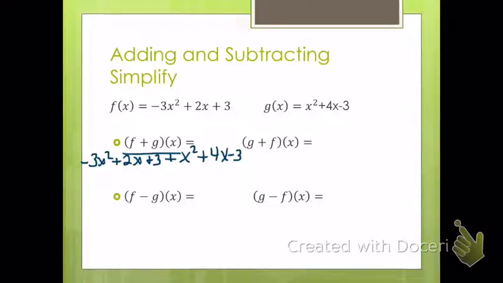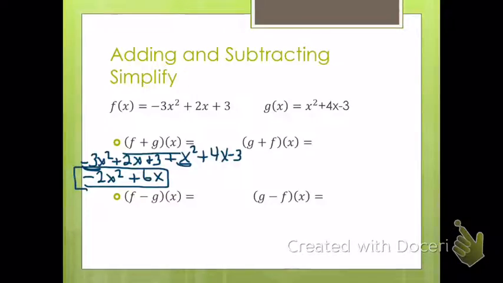We combine like terms. So we have an x squared, so we get negative 2x squared. Then we have some x's, so 2x and a 4x. And then a 3 minus 3, so that gives me 0. So there's our answer right there.